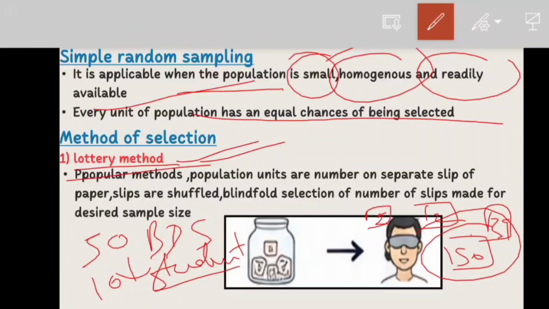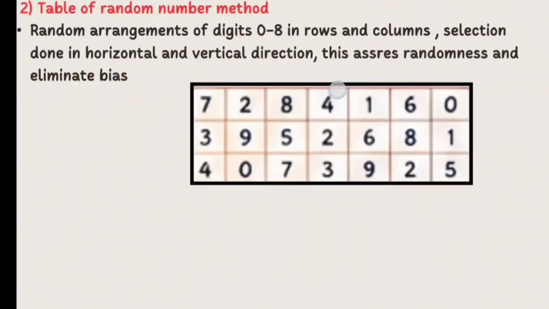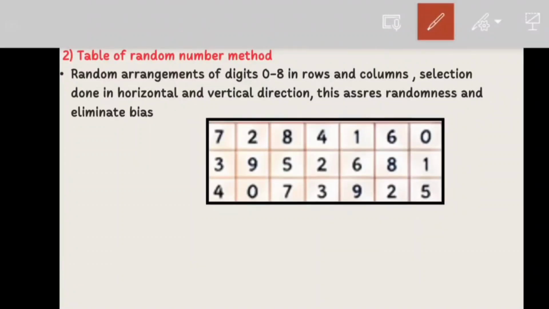Okay. So a question for you: if I simply select any 10 friends, is that sample random sampling? The answer is no, because everyone did not have an equal chance of being selected, and that is why randomness is very important. Okay. Now the second one is the table of random numbers method.